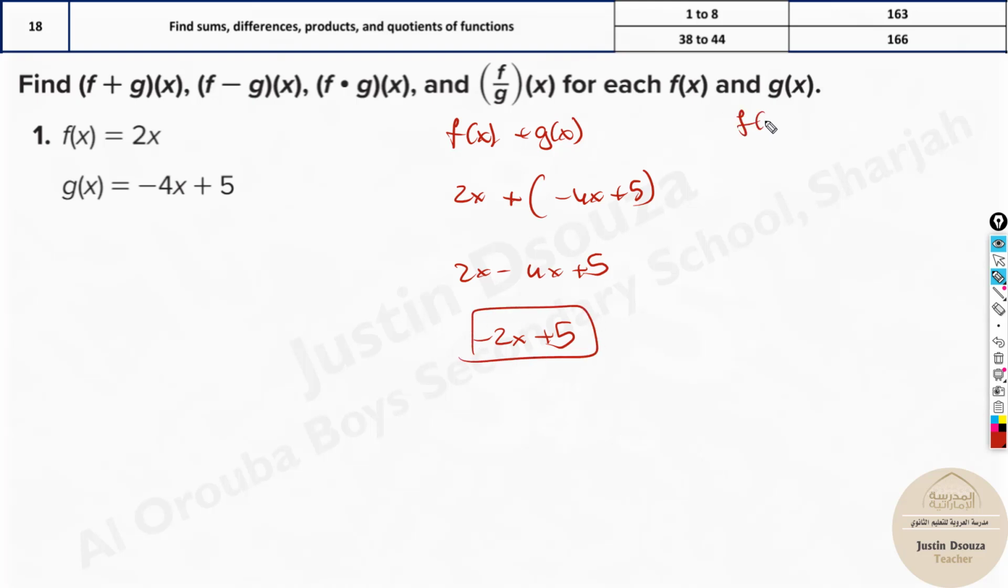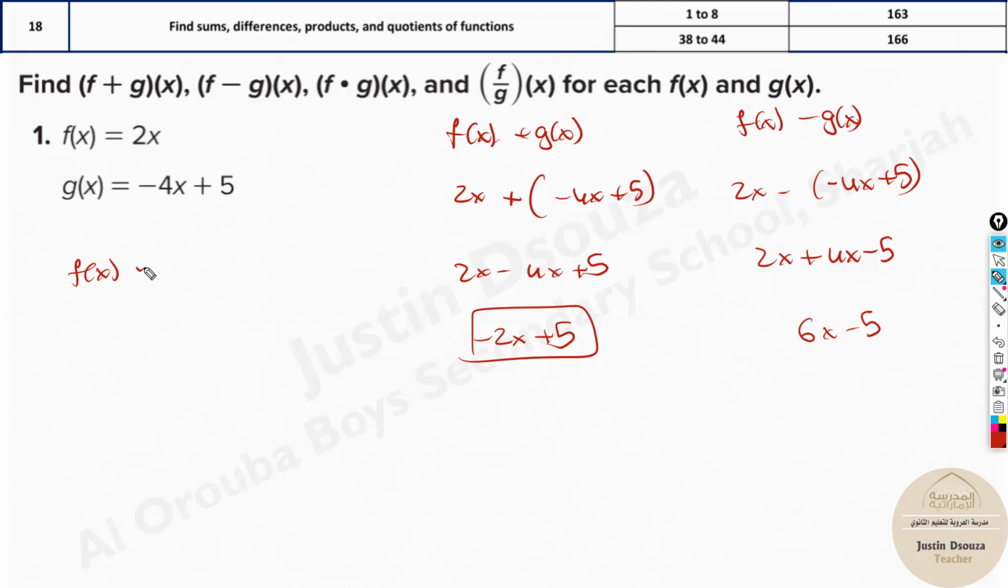If it is subtraction, it'll be the same thing, but it's only minus over here. It'll be 2x minus 4x plus 5, and we will have 2x plus 4x minus 5 this time, and you can see it'll be 6x minus 5. Adding, subtracting is very simple and straightforward. What about division, sorry, multiplication? It's again the same thing.